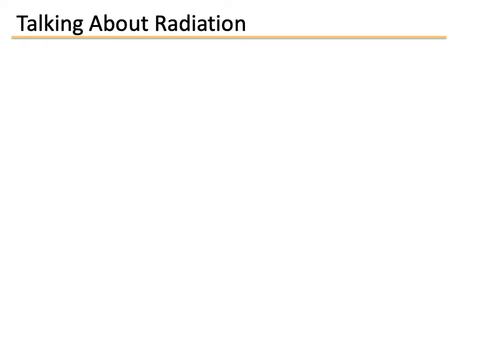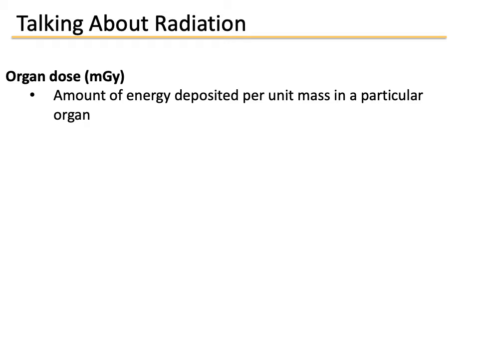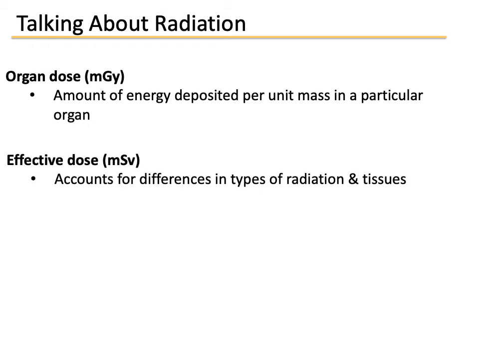In this talk, I'm not going to go into detail about different types of radiation units, but I will describe those that are used in the presentation. The first is organ dose, or the amount of energy deposited per unit mass in a particular organ. It has units of milligray. The other unit is effective dose, which has units of millisieverts.